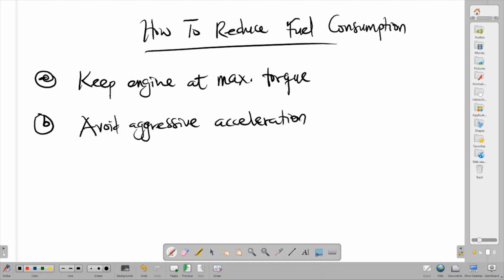Yes, we need to avoid aggressive acceleration. This aggressive acceleration behavior of drivers usually leads to large instant fuel consumption, because when you depress the accelerator pedal instantly, you issue a command of high load on the engine, which in turn makes the engine request the highest amount of fuel to overcome the load that it needs to overcome.